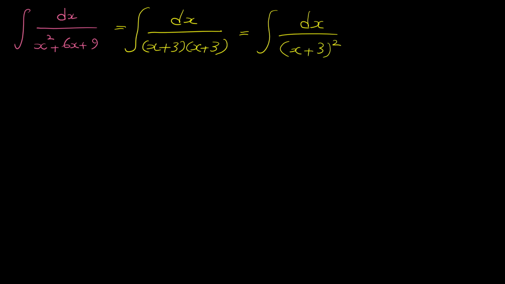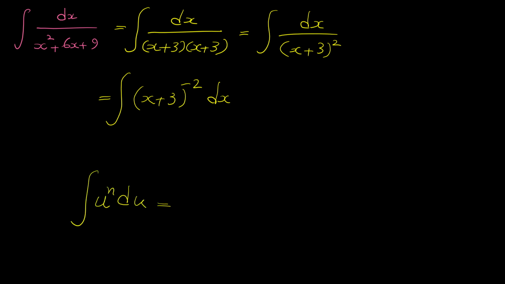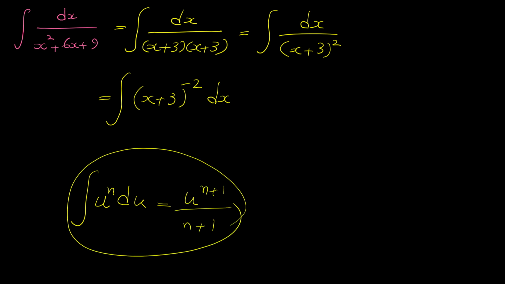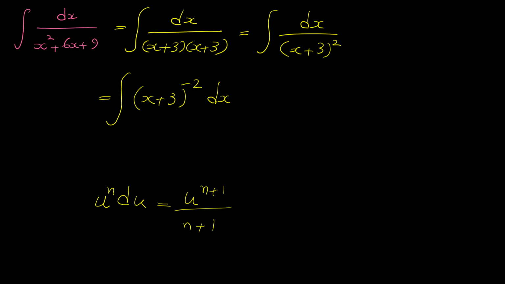For finding this integral, we can bring (x plus 3) to the 2 to the numerator and write this as (x plus 3) to the power of negative 2. So we can write this in the form of the integral of (x plus 3) to the power of negative 2 dx. And now, if you remember the power rule, the integral of u to the n du is u to the n plus 1 over n plus 1. By using this formula, we can find this integral right away. And you don't really need to do any substitution here.